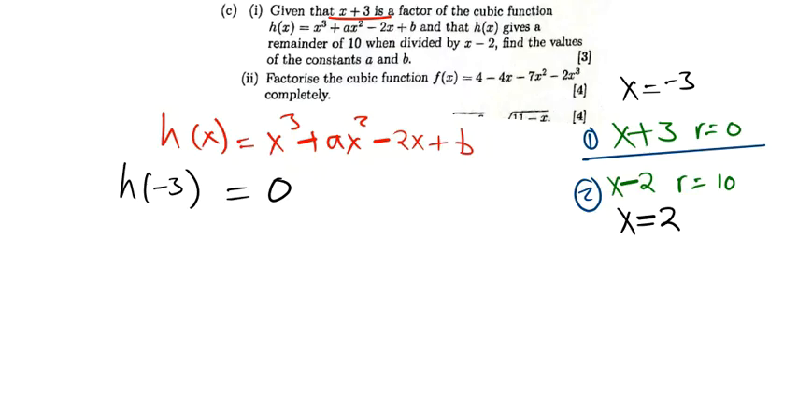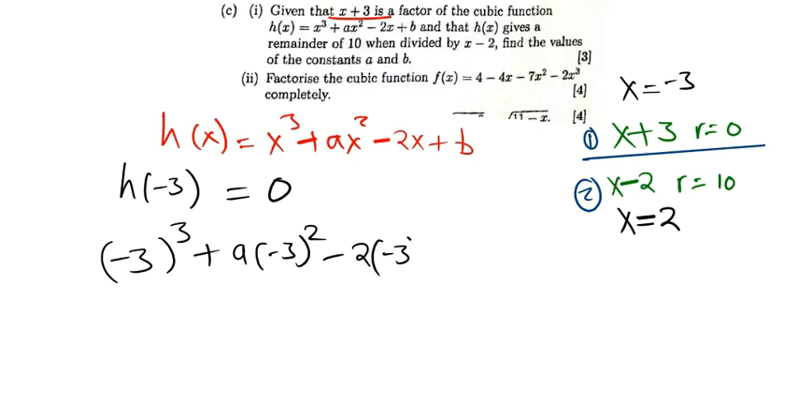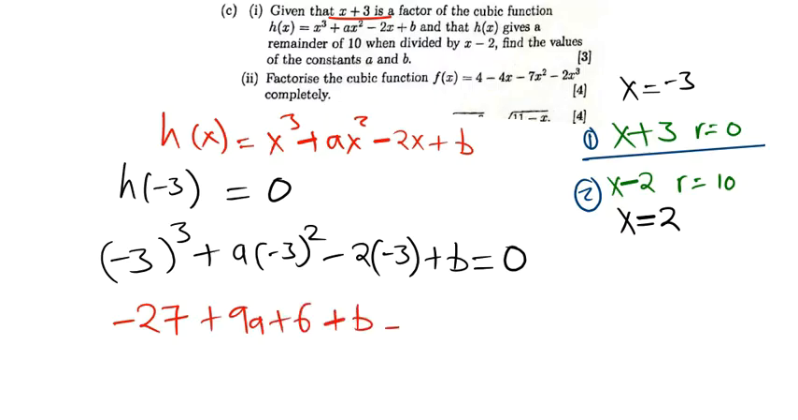So let's try to plug in the negative 3. So negative 3 to the power 3 plus a times negative 3 squared minus 2 times negative 3 plus b. That should be equal to 0 since it's a factor, I apologize for that. So negative 3 to the power 3, that's negative 3 times 3 is a positive 9 times 3 is negative 27, plus 9a plus 6 plus b equal to 0.